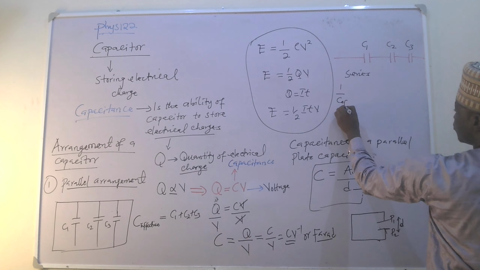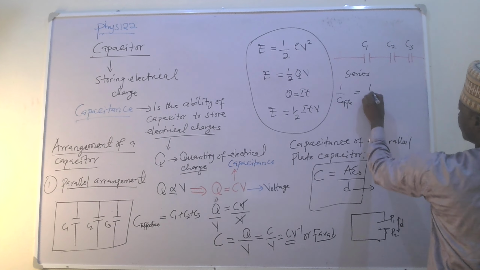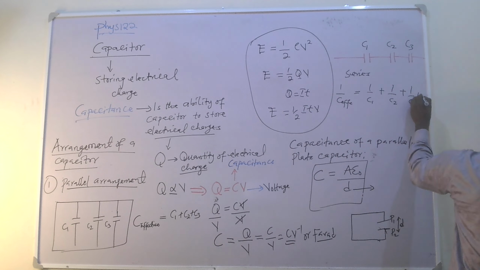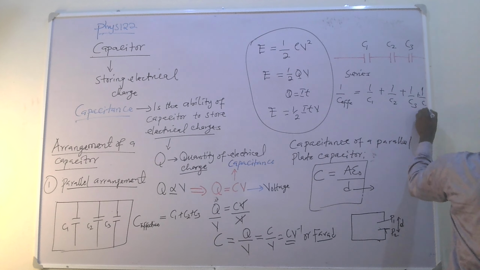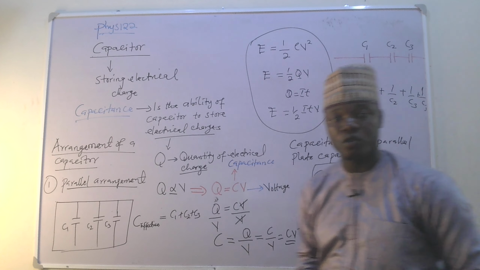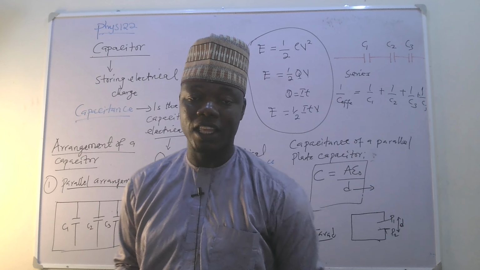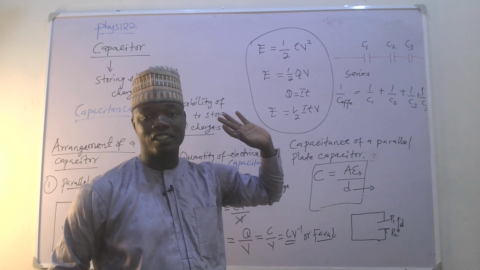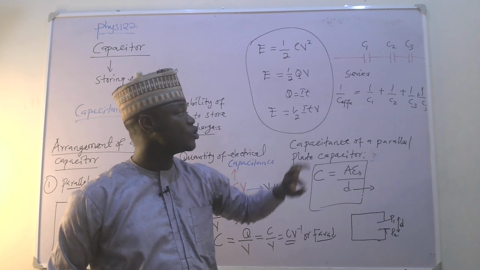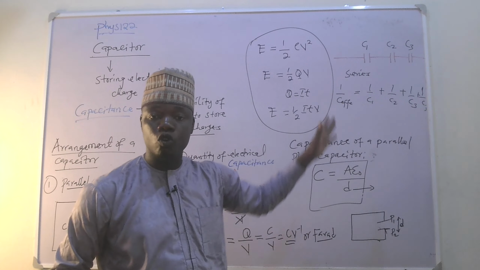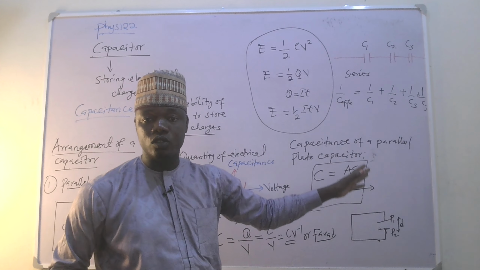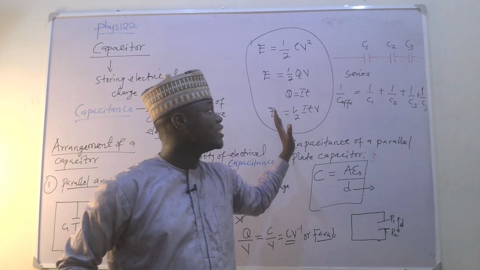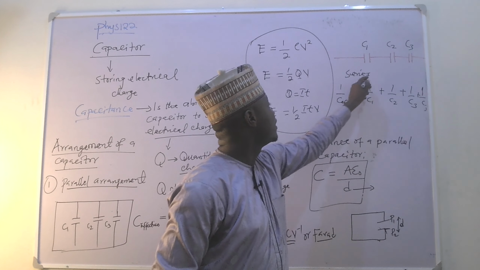we have a formula like this: 1 all over C effective is equal to 1 all over C1 plus 1 all over C2 plus 1 all over C3 plus dot dot dot plus 1 all over, depending on the number of the capacitors. If you have 10 capacitors, you arrange them like that. If you have more than 20, you arrange them in series like this. So capacitor in series is always in a reciprocal form: 1 over C1 plus 1 over C2 plus 1 over C3 plus 1 over C4. That is the arrangement of the capacitor in series.